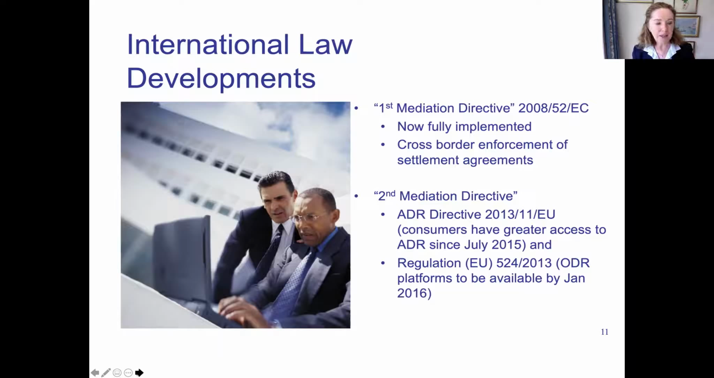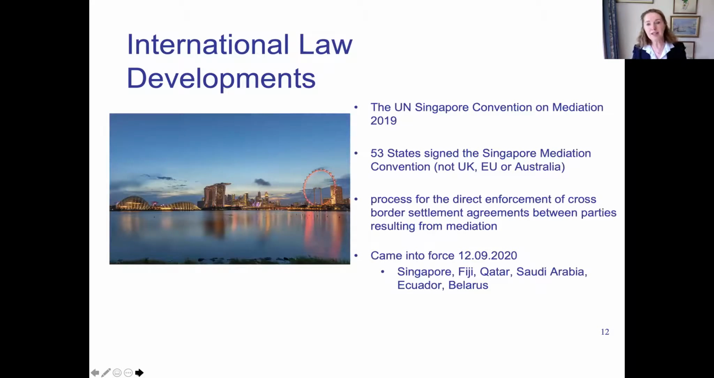And so some industry bodies have had to embrace mediation as a way of resolving, well, really consumer complaints. So what's happening now internationally? And this I think is really exciting.